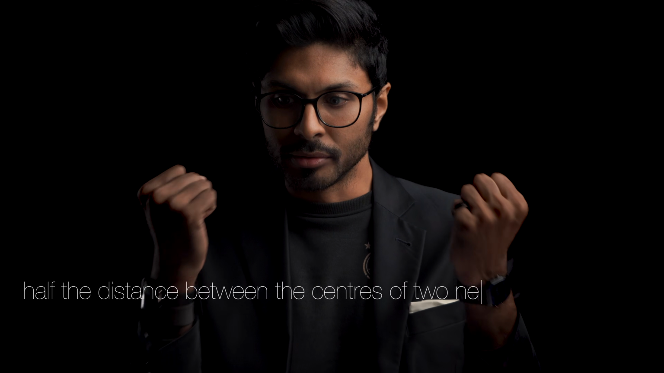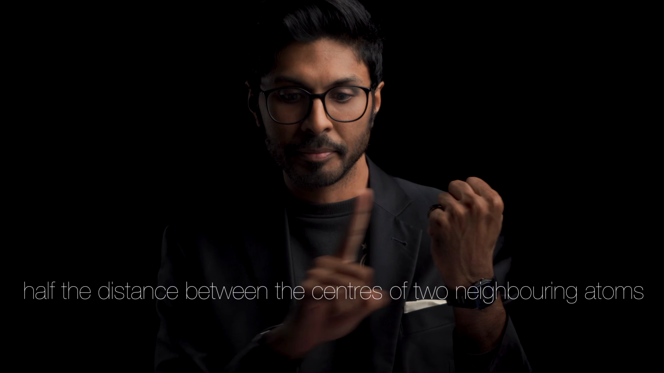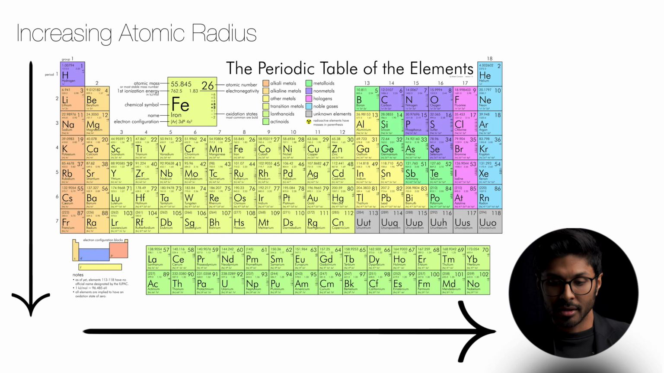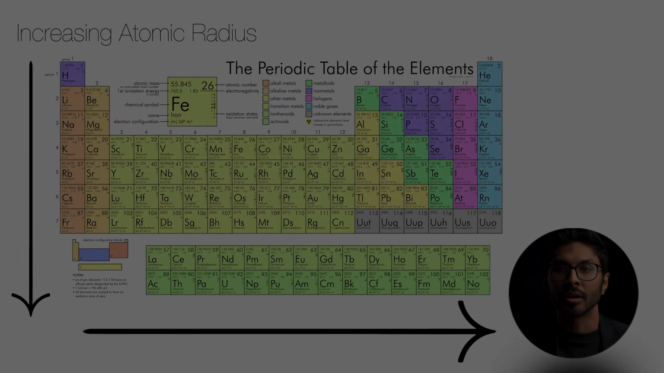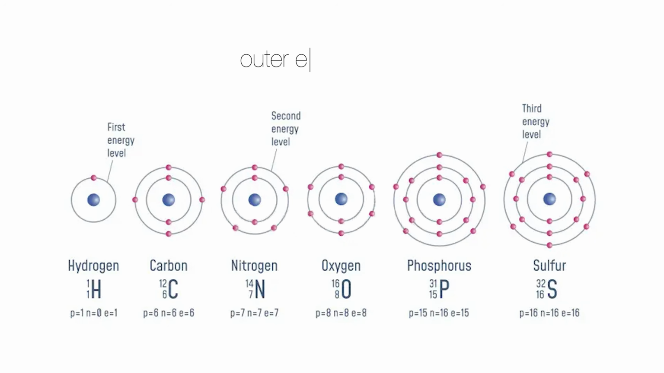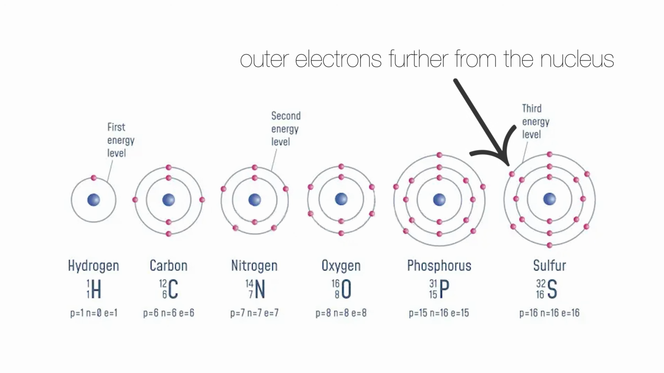So, atomic radius. The atomic radius is defined as half the distance between the centers of two neighboring atoms. It decreases across a period from left to right due to increasing nuclear charge, which pulls electrons closer to the nucleus. Moving down a group, the radius increases because additional electron energy levels are added, like Russian dolls in between, that layer up on top of each other, making the outer electrons further from the nucleus.